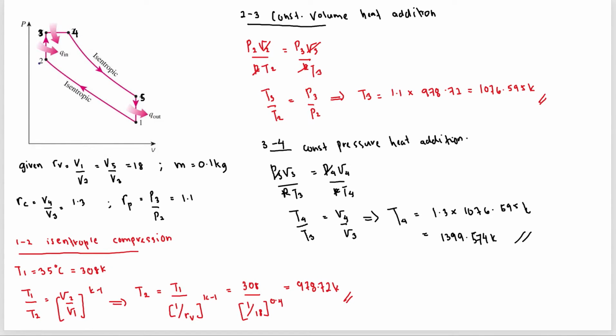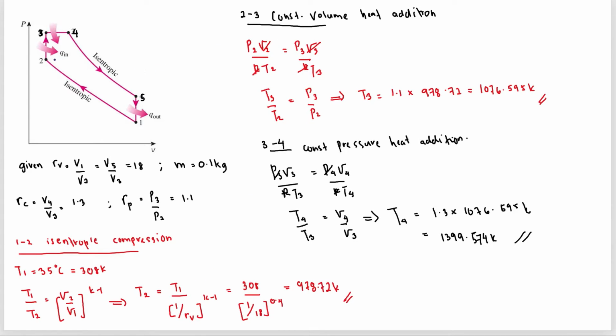So first thing first, we have to find T2, T3 and T4. We start with 1 to 2. This is isentropic compression and this is the data given. So we use the formula and we get T2 as 978.72. Please be careful when you do the calculation. And here V2 over V1 is 1 over RV.